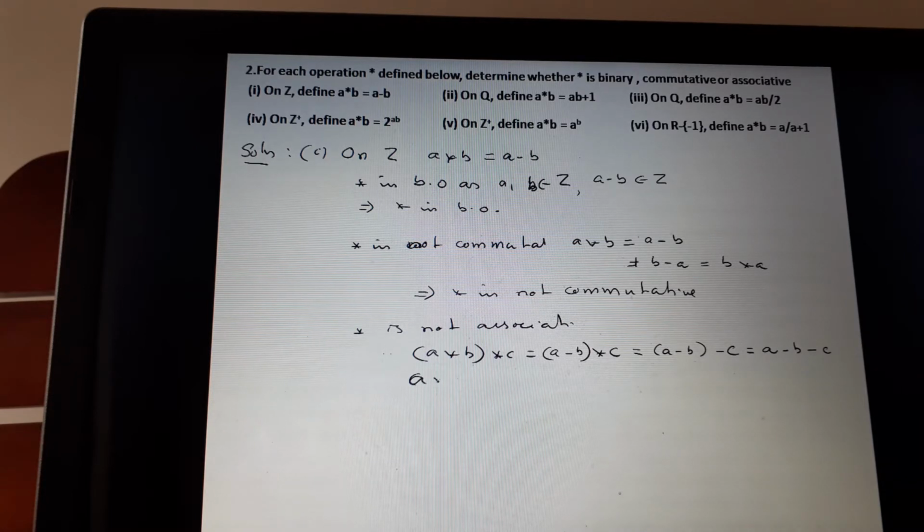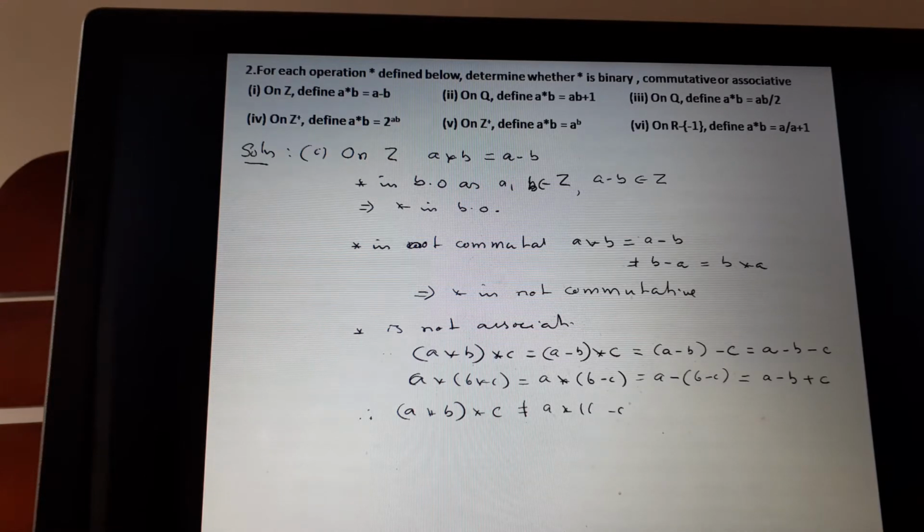Similarly, A star (B star C) you can write as A star (B minus C), but now the definition is A star x equals A minus x, so you have to put a bracket around B minus C. When you simplify, you get A minus B, and here you get plus C. So it is very clear: here it is A minus B minus C, here it is A minus B plus C. Therefore (A star B) star C is not the same as A star (B star C).